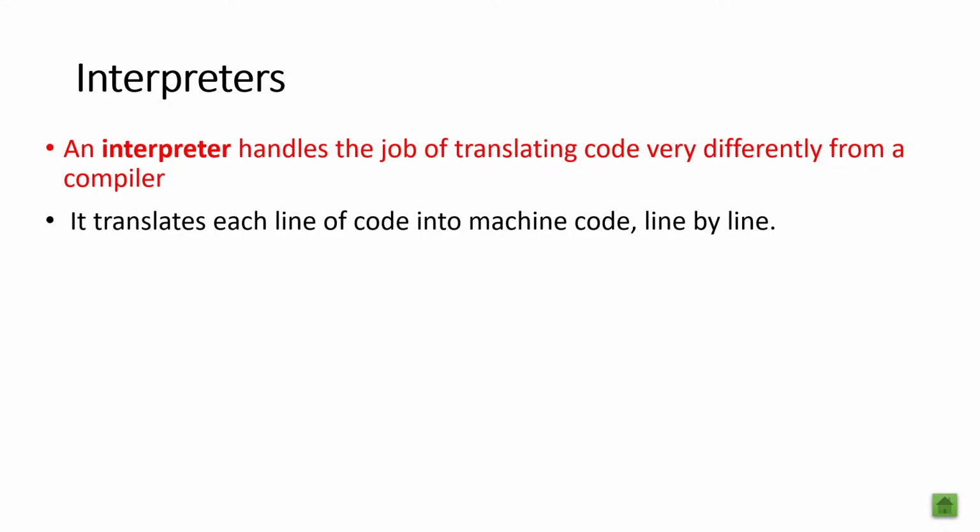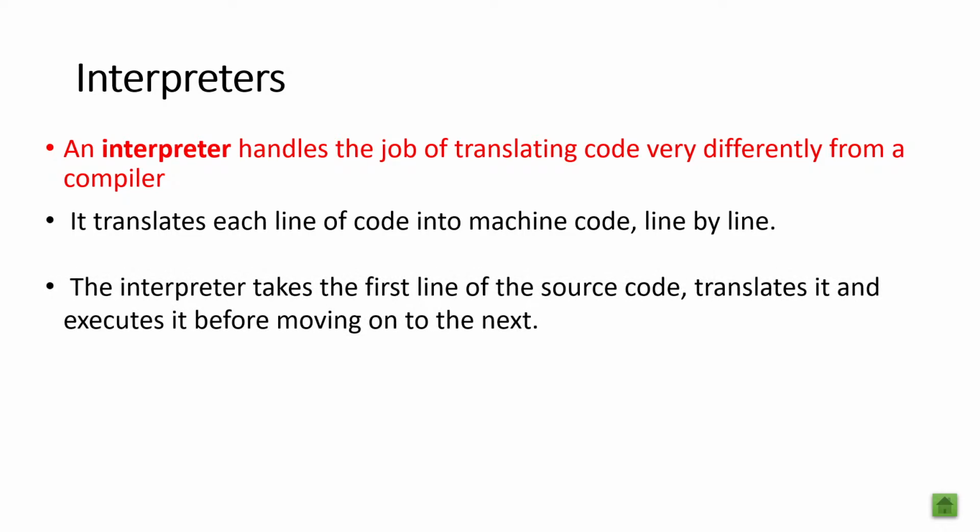And with that, the good thing about interpreters is it can be used on many different platforms. So the interpreter takes the first line of source code, translates it and executes it before moving on to the next one. Any machine code produced while the interpreter is running is not saved. So next time you want to interpret this, it will have to be done all over again. Lots of processing.